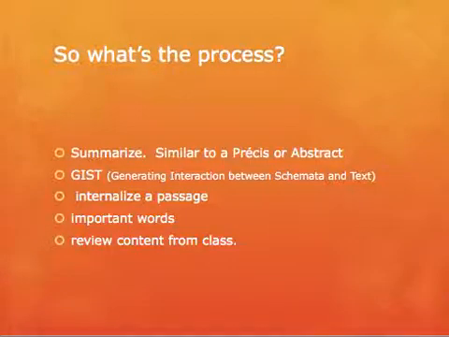So what is the process? Well, to make sense of a passage is to try to summarize it. It's similar to writing a précis or an abstract. GIST, which some say is an acronym for Generating Interaction with Schemata in Text, is a technique for letting you internalize a passage by selecting important words and phrases from it and writing a summary using those items. This same technique can be applied to review the content of a class.